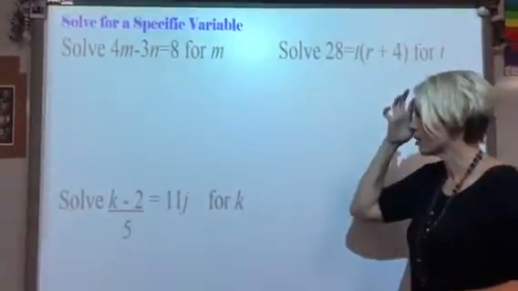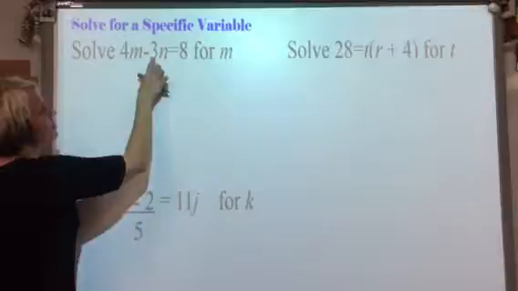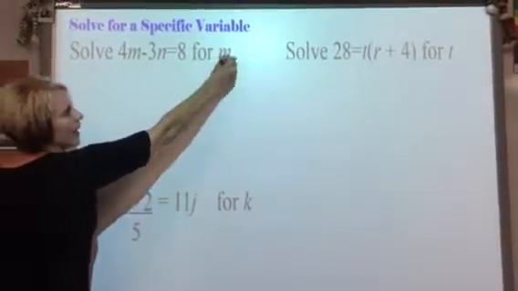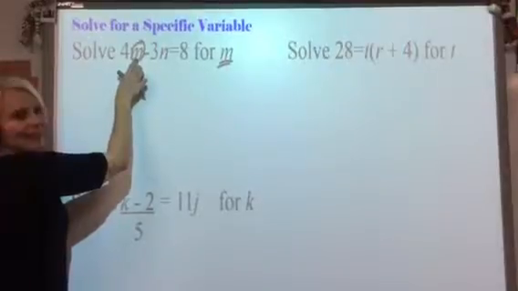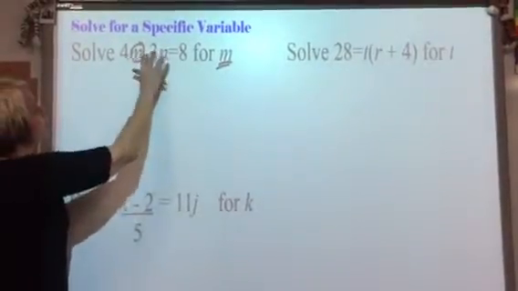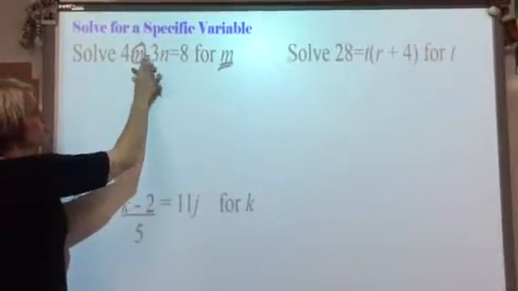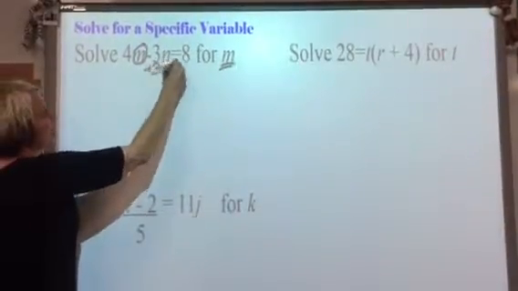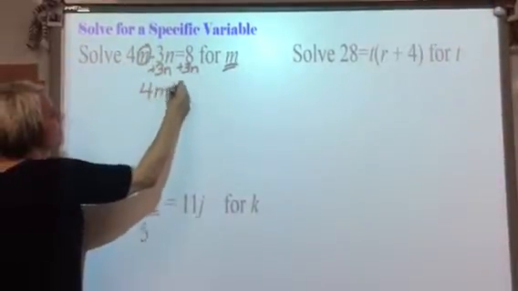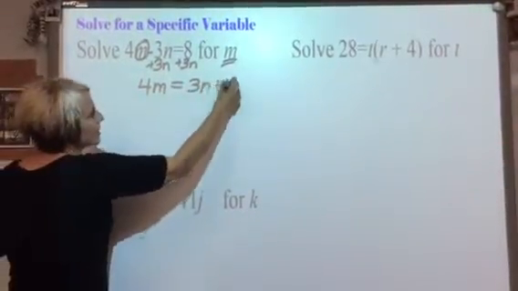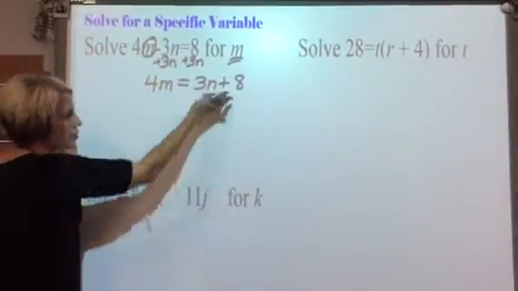Let's start with solving for a specific variable. In this equation, 4m minus 3n equals 8, we want to solve for m. So I'm going to go ahead and just circle the m. My goal is to get this m by itself. So this is 3n that's subtracted here. This is a subtraction, so I'm going to do the opposite, which is add 3n. So now on this side, I have 4m is equal to 3n plus 8. And you could say 8 plus 3n. The order doesn't matter. I just chose to put the n first.